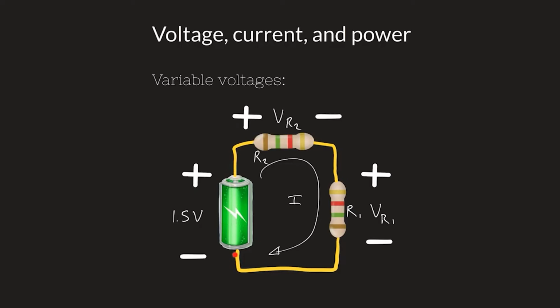So however much energy is increased when you go across the battery, so there's a potential increase across the battery, that same amount of potential must be dropped. And that's the essence of Kirchhoff's voltage law, KVL.